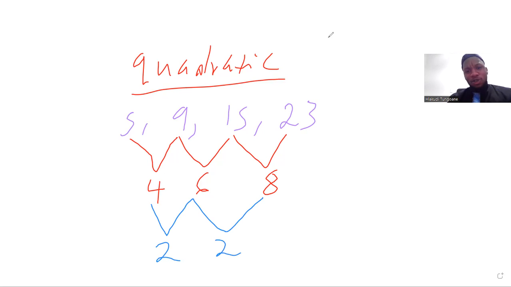Because the second difference of this sequence gives you a constant, that's how you are able to see if a sequence is quadratic or not, essentially. Okay, I hope that is clear.